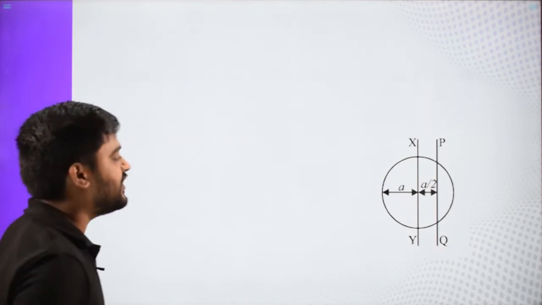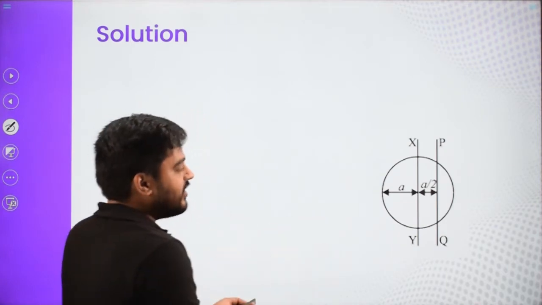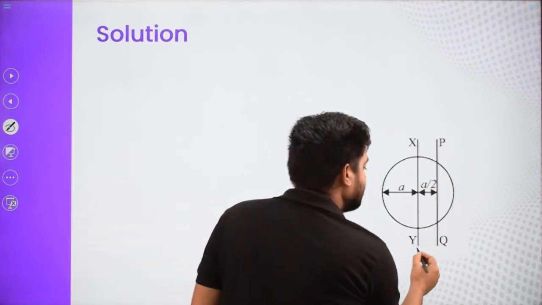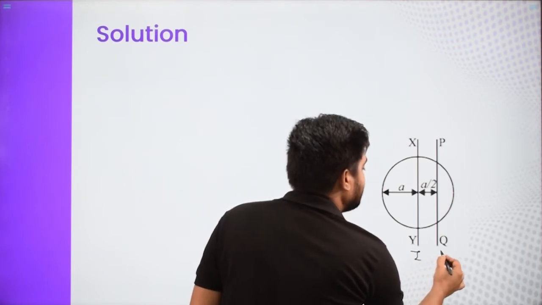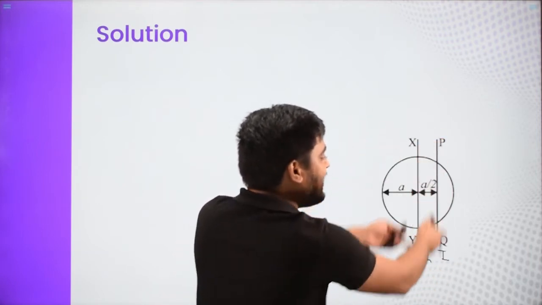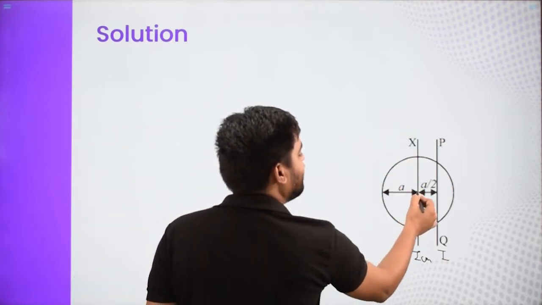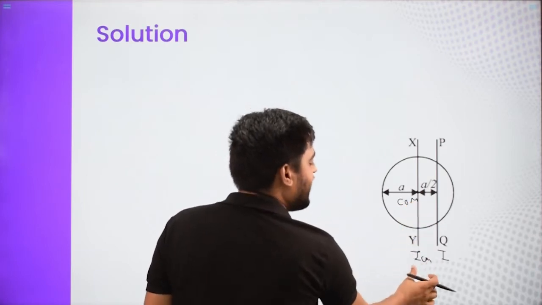So what I need to find is the moment of inertia of this ring or disc, whatever it is, about this axis, and the moment of inertia about the other axis is given as I. I'll call it ICM, because these two lines are parallel, and this axis is also passing through the center of mass.